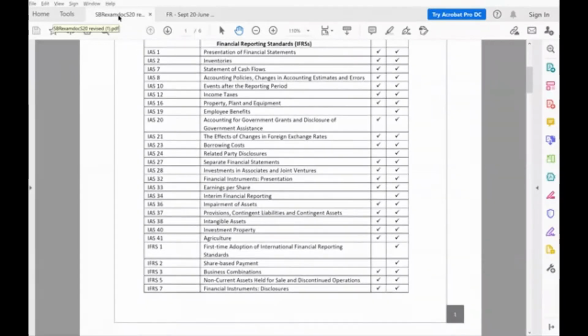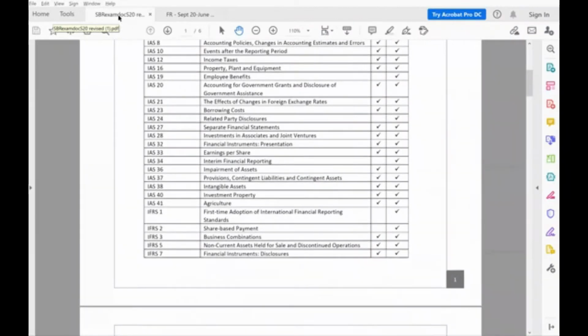We have financial instruments to some extent. We have earnings per share, impairment of assets, provisions. Provisions is a carry forward of F3. There's some new things in it. Intangible assets, IAS 38, again a carry forward of F3. Some new things will be added to your FR course. You have investment property IAS 40, you have IAS 41 agriculture.